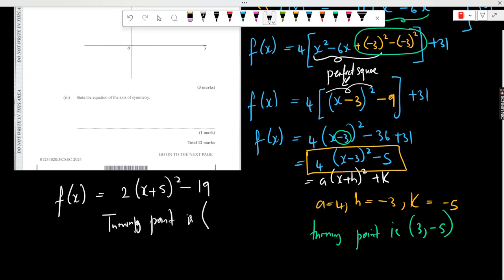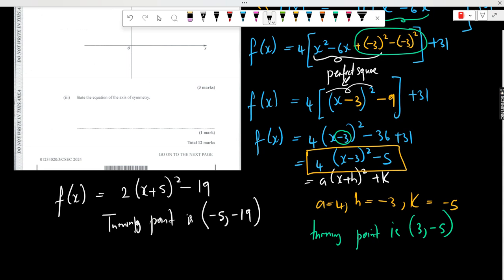Who can tell me that? 5 and negative 19? Not 5, but negative 5. So the turning point is minus 5, minus 19.